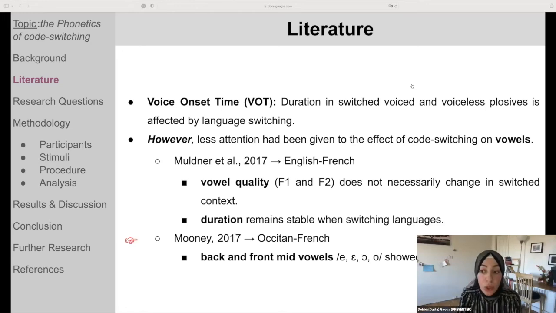The second study recruited 12 participants. They are all competent in both languages, and the languages were Occitan and French. The results showed a kind of bidirectional transfer, which means the vowel backness is affected in both directions when you switch from L1 to L2. By L here I mean language, the first language L1 and the second language L2. It was bidirectional, the effect was found in both directions.